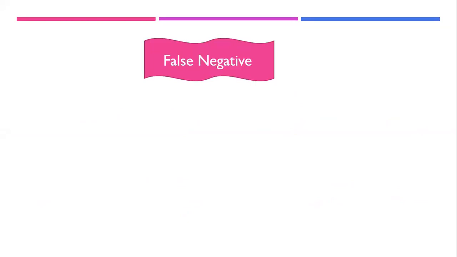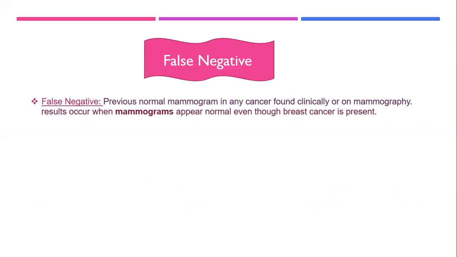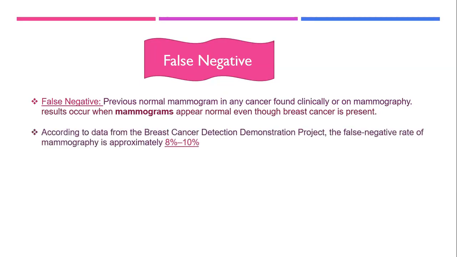So what is a false negative? A false negative means a previously normal mammogram in a patient where cancer is found clinically or on mammography. Results occur when mammograms appear normal even though breast cancer is present. The mammogram is normal, but the patient has breast cancer.